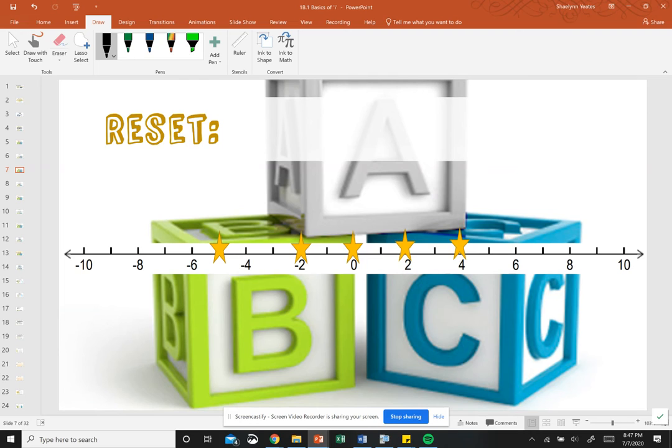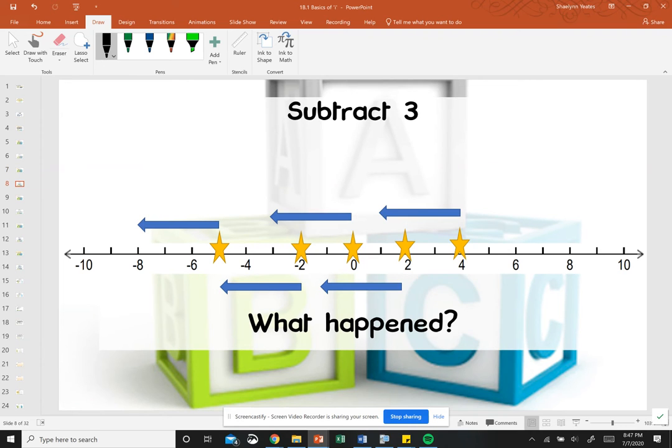So what do you guys think is going to happen when we subtract? Some of you are going to have it right. Some of you, we'll see. All right, so we're subtracting 3. So everything seems to be shifting left 3. 4 went to 1, 2 went to -1, 0 went to -3, -2 went to -5, and -5 went to -8. So this is a shift, or you can think of it as a translation using words from last year.